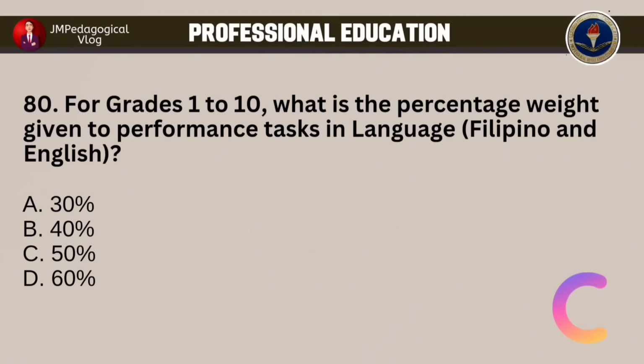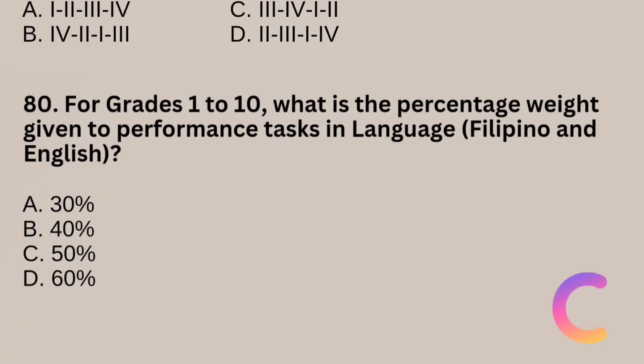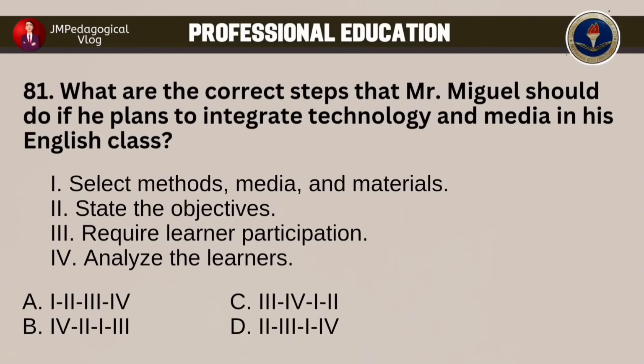C. 50%. 81. What are the correct steps that Mr. Miguel should do if he plans to integrate technology and media in his English class? 1. Select methods, media, and materials. 2. State the objectives. 3. Require learner participation. 4. Analyze the learners.